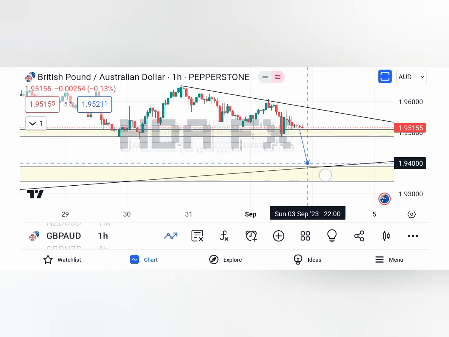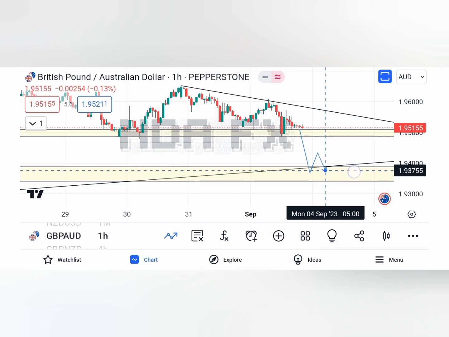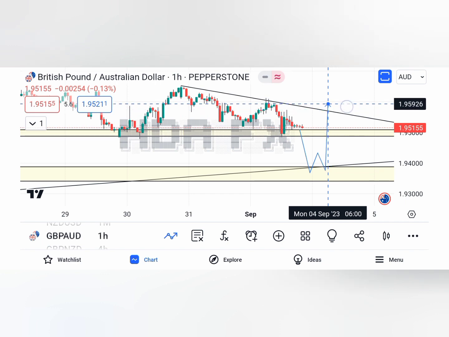So I want to see price do this. I want to see price come downward there, then wait for a double bottom first, then place my buy trades on GBP AUD. I hope you are getting it. So this is my analysis, this is my bias on GBP AUD.